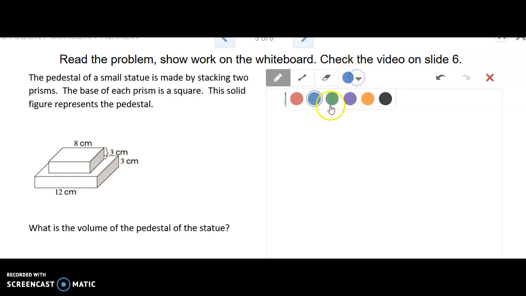There we go. All right, so what I know about the volume of the small one. I know that it's 8 centimeters long. So I'm going to do my length of 8 centimeters times my width of 8 centimeters, because all the sides are the same length on a square. And my height is 3 centimeters. All right, so let's do that. 8 times 8. And you've heard me say this earlier today, if you need to use your multiplication chart, you are so welcome to do that.